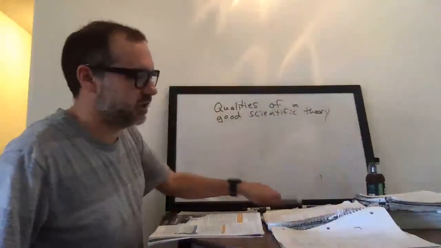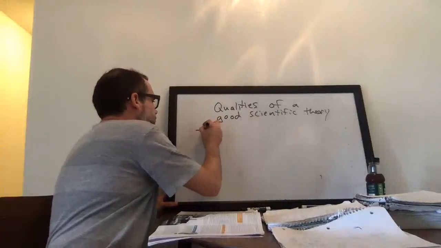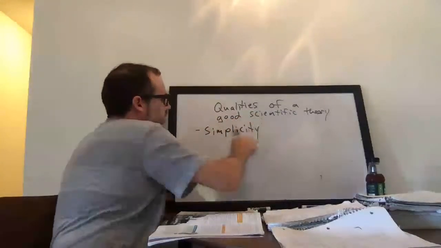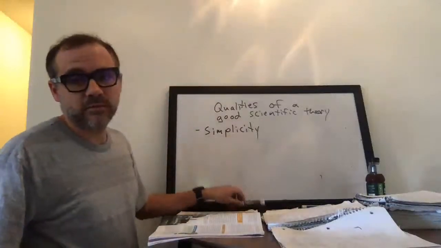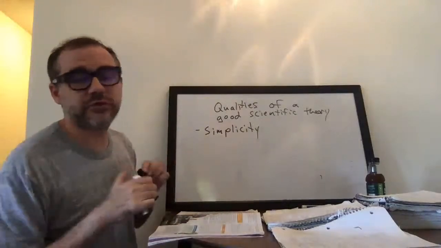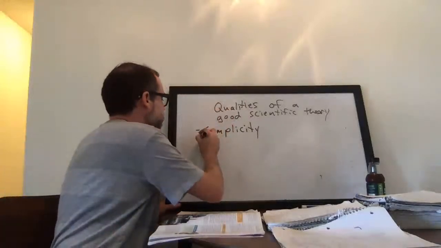The next one is the quality that is sometimes called simplicity. And I want you to know that the textbook labels it under the term simplicity, but sometimes when this is described, you'll also hear it referred to as Occam's razor. Okay, so Occam's razor.